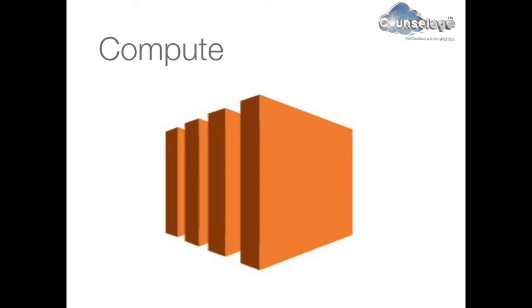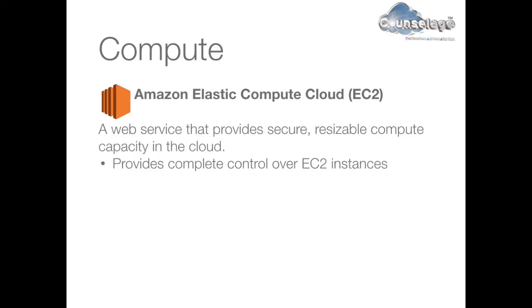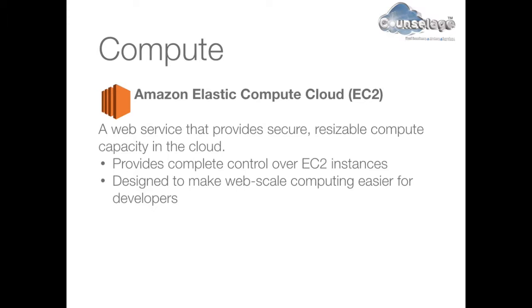The most commonly used compute service that Amazon has is EC2. That's Amazon Elastic Compute Cloud. This allows you to obtain and configure capacity with minimal friction. It provides you with complete control on your computing resources and lets you run on Amazon's proven computing environment. It is designed to make your web scale computing easier for developers.